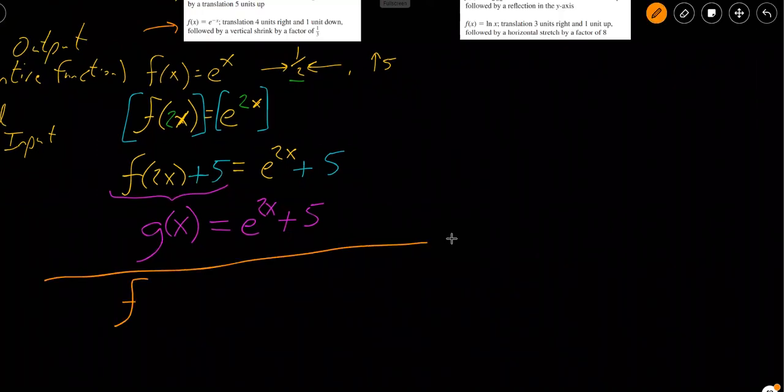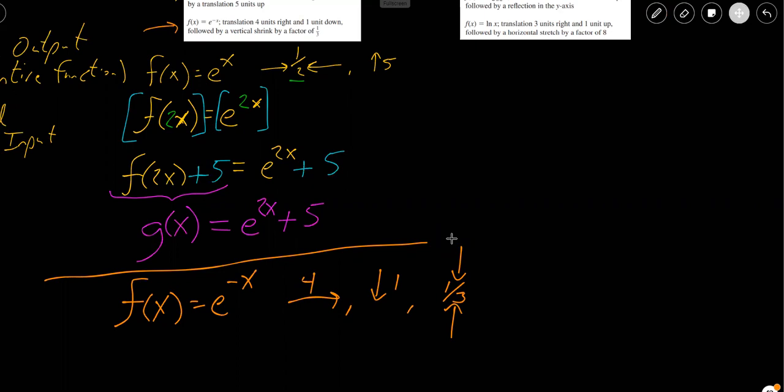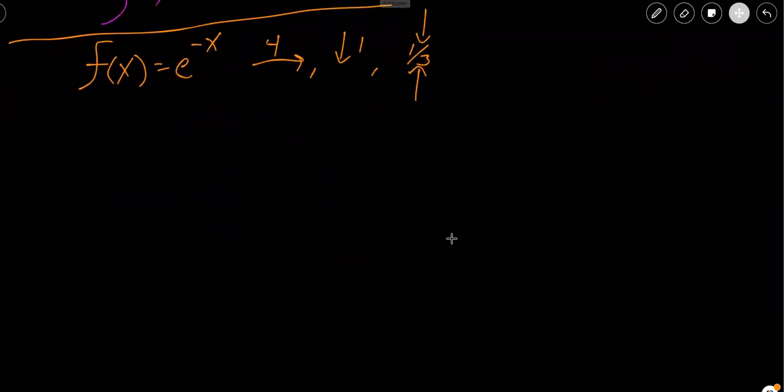So my original function is f of x equals e to the negative x. And the 3 things I'm doing, I'm translating 4 to the right, then 1 unit down, and vertically shrinking it by a factor of 1/3. So that's my notation for a vertical shrink. All right, so let's go ahead and do this.